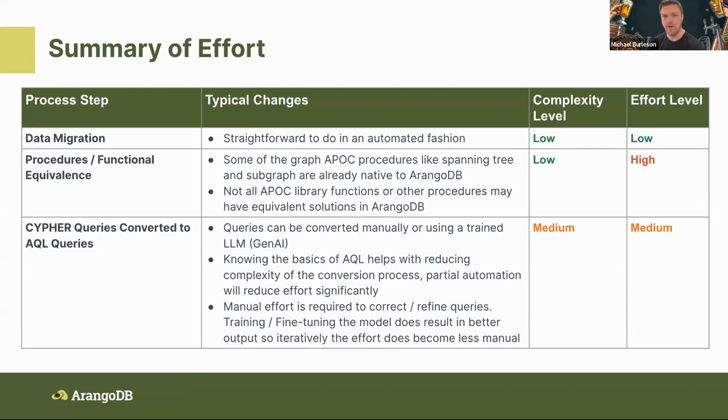And so there are certain features and functionalities in Neo4j that need to be converted over into ArangoDB. For example, there are things like APOC, where you'll be executing procedures in APOC, like spanning tree and subgraph. These are already working in Arango. These are native to Arango. But there are some other APOC library functions, or if you're using other libraries and functions in general, that might not have a functional equivalent in ArangoDB.